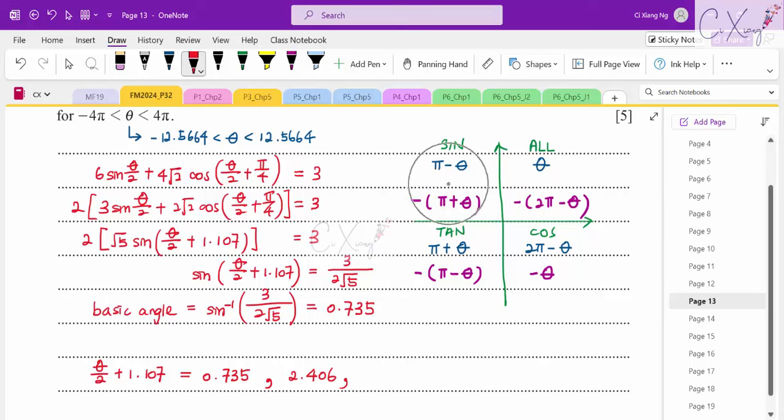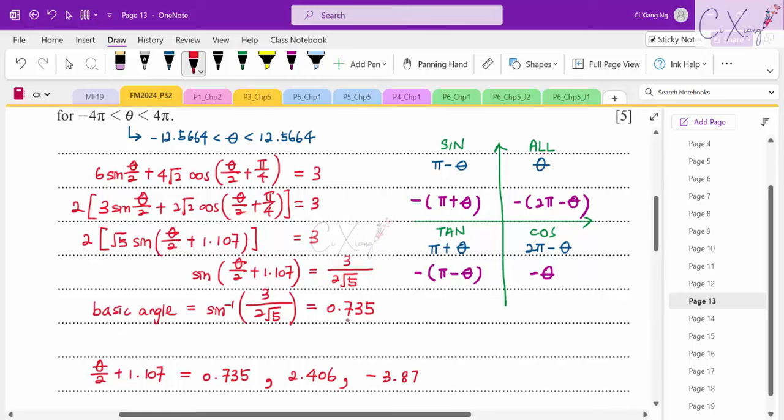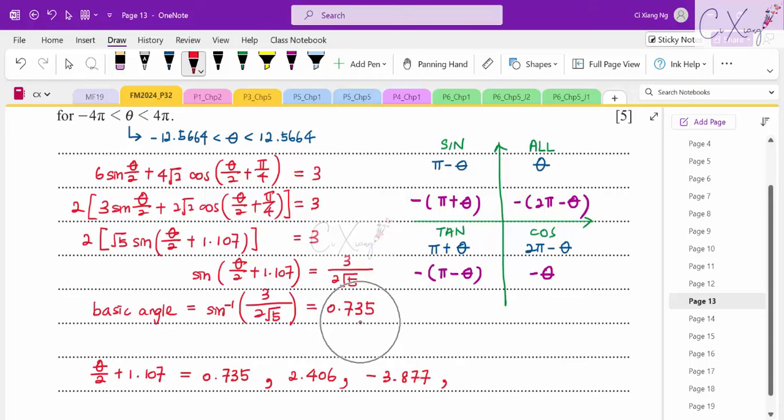Then for this answer, do I have sign positive in this quadrant? Yes. So to get this answer, I will take pi plus the basic angle and put a negative sign in front. So if I use pi plus 0.735, basically you will get negative 3.877. Again, all these answers I have cut short already. So when you do the calculation, for the 0.735, please make sure you use the original value, the long one. As long as possible, then it will be the best.